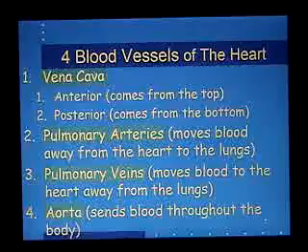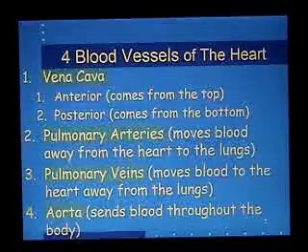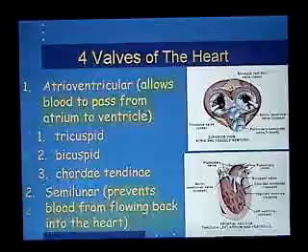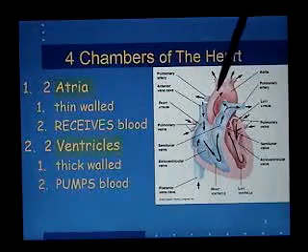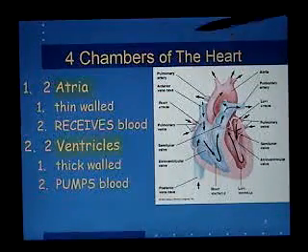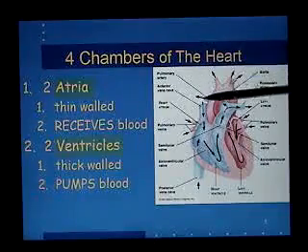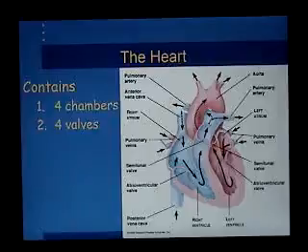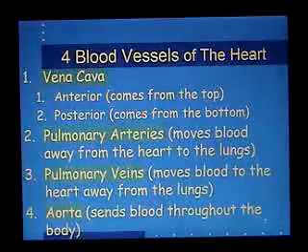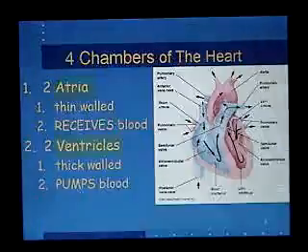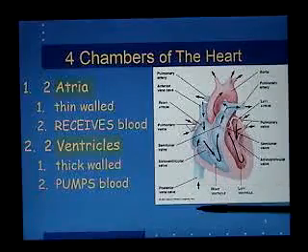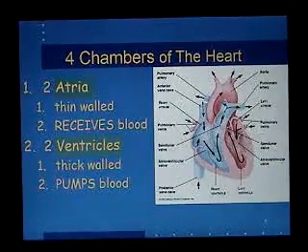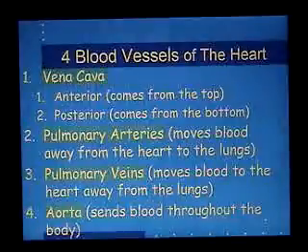There's four blood vessels of the heart. There's the vena cava, and if it's the anterior vena cava, it comes from the top. So if we look back here, here's your anterior vena cava. So the vena cava is a vein, and it's bringing all the blood from the top of your body into the heart again, into the right atrium. You've also got a posterior vena cava. Here's the posterior vena cava. It's coming from the bottom of the body back into the right ventricle. It's collecting all the blood from the bottom of the body.